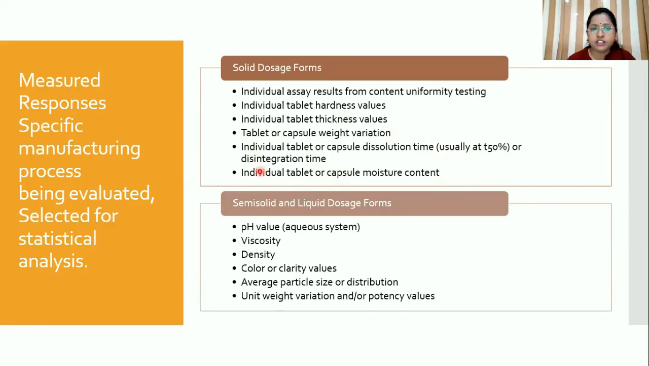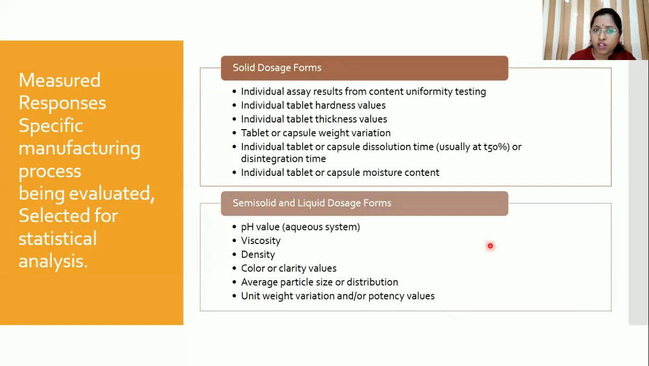in the retrospective validation. In the case of semi-solid and liquid dosage forms, we need to consider the pH value, because it is an aqueous system or a semi-solid or liquid dosage form. Then the viscosity of the solution, the density, color and clarity values, average particle size or distribution, and unit weight variation or potency value. To be more specific, this is the data we need to keep while performing the retrospective validation. Okay, we need to keep this data. Understood?